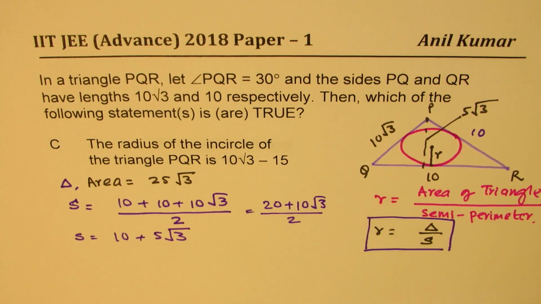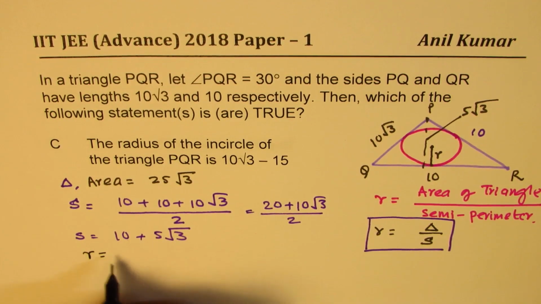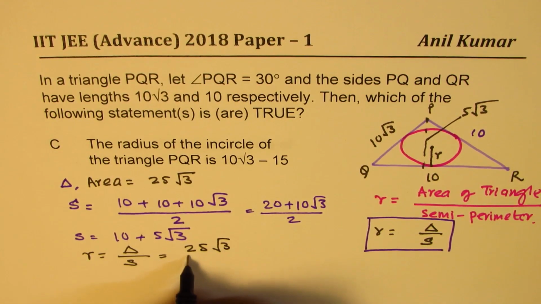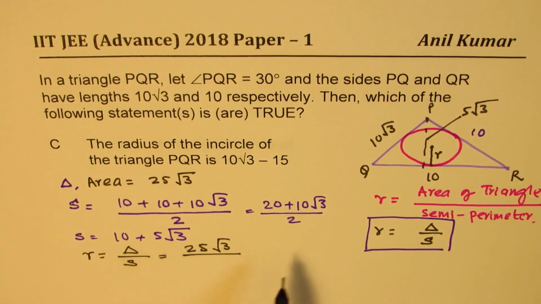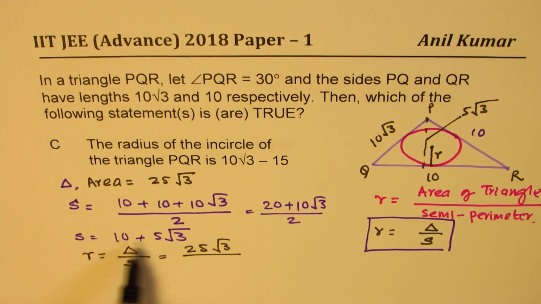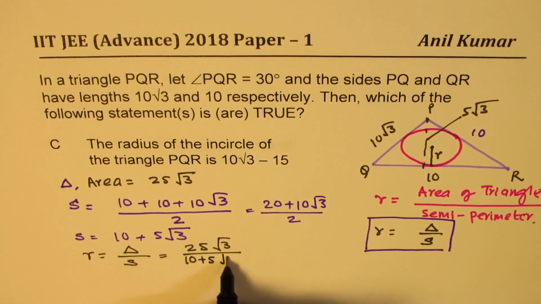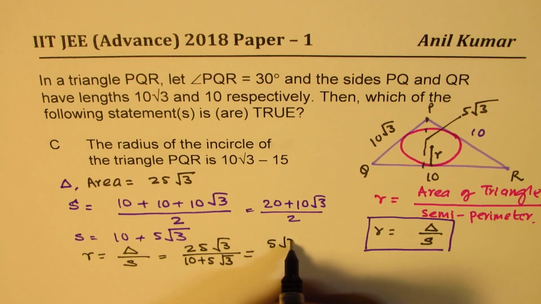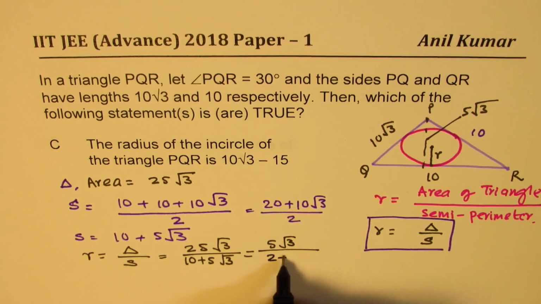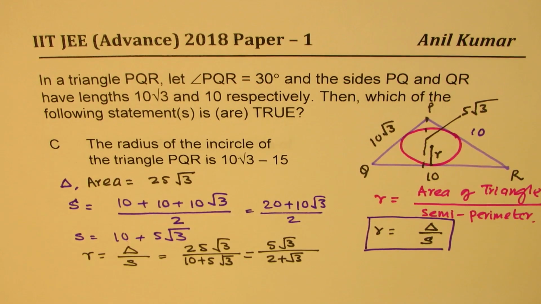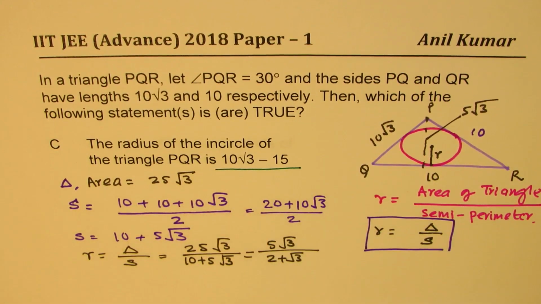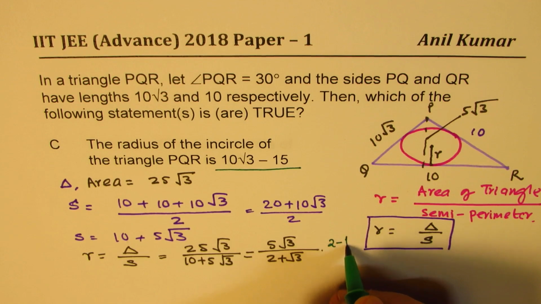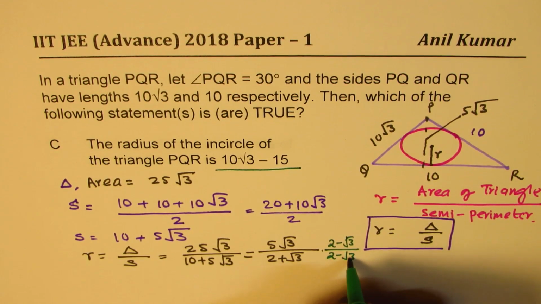And therefore, we can now find R using the formula. So R is equal to the area of the triangle divided by S, which is 25 square root 3 over this value, 10 plus 5 square root 3. Okay, so we could simplify this, dividing all by 5. We get 5 square root 3 divided by 2 plus square root 3. And what we need to match with is 10 square root 3 minus 15. So we need to rationalize this, correct? So let's rationalize. We'll multiply by 2 minus square root 3 over 2 minus square root 3, correct?